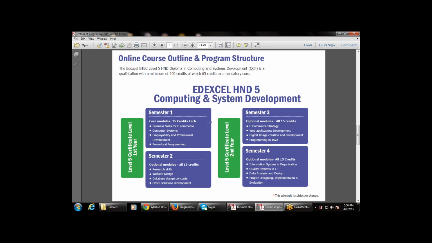And in semester 3, e-commerce strategies, web-based application, programming in Java. Most of the subjects this year are theory subjects. So why can't we make this Edexcel course very interesting by replacing some modules? From the student's point of view it is good, because if you have knowledge of C++, it's better to go into the market and say, yes, I have knowledge of C++.